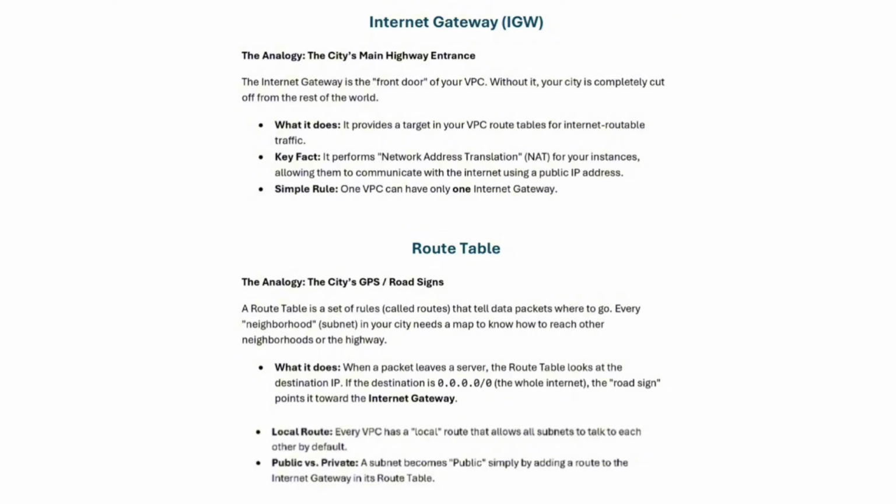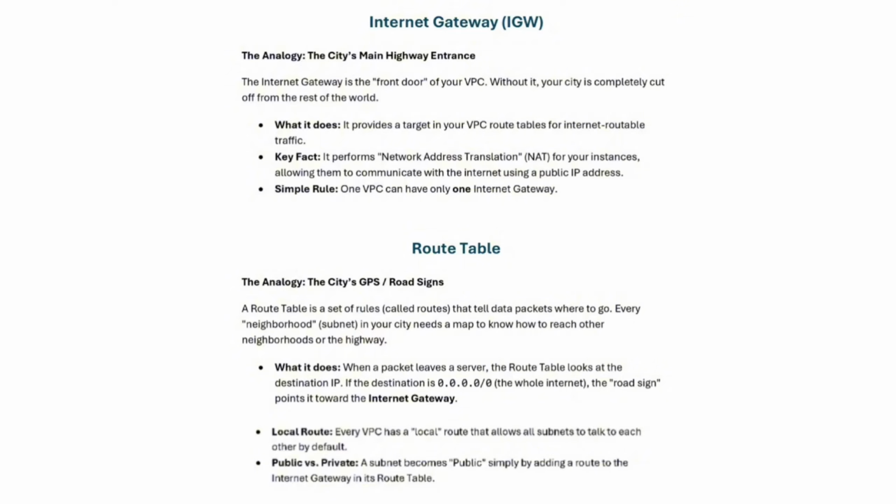Route table. A route table is a set of rules, called routes, that tells data packets where to go. Every subnet in the VPC needs a map, or a route, to know how to reach other neighborhoods or the highway. When a packet leaves a server, the route table looks at the destination IP. If the destination is 0.0.0.0/0, the whole internet, the road sign points it towards the internet gateway.